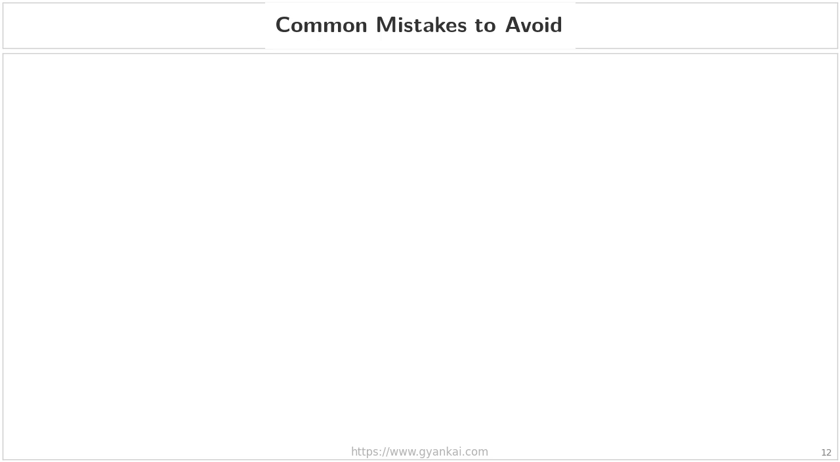Common mistakes to avoid. Now, before we wrap up today's lesson, I want to pause and discuss some common pitfalls. As you've seen in our step-by-step example, finding an adjoint is a multi-stage process, and it is very easy to trip up along the way.